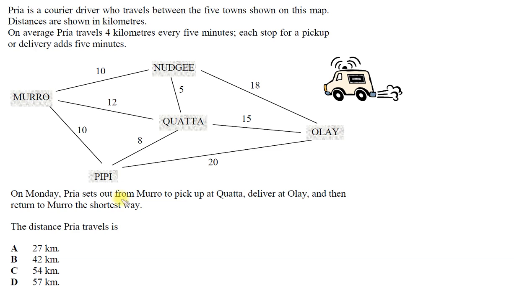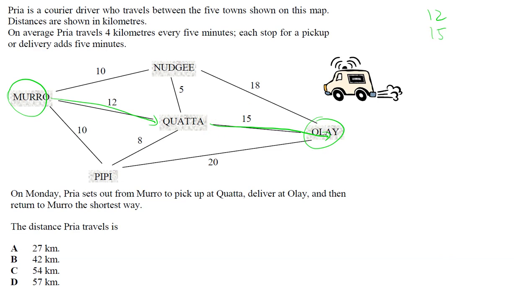So it says that Priya sets out from Muro, she's at Muro, to do a pickup at Quetta. Okay, so she travelled 12 kilometres right there. Then from Quetta, she had to do a delivery at Ole. So she went from Quetta to Ole. Now that's a distance of another 15 kilometres.